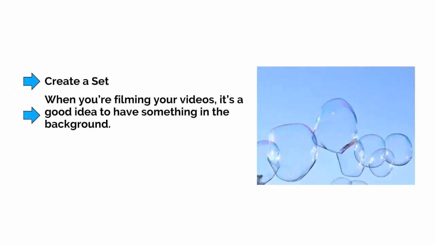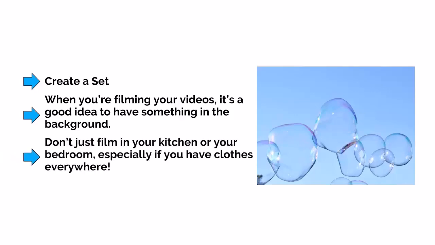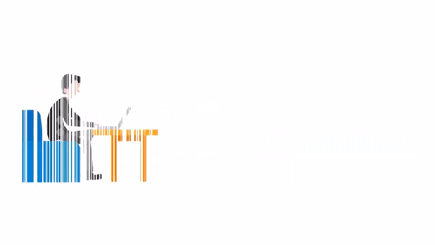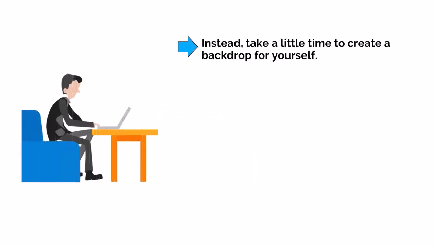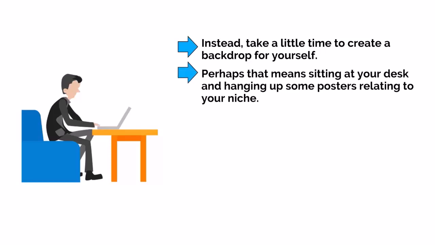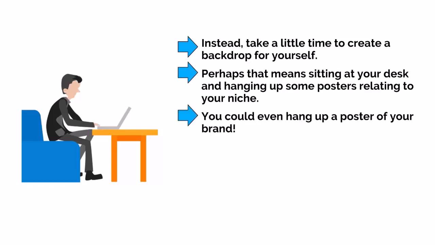Finally, consider the following pointers to make your videos seem more professional. You'll want to create a set. Now, when you're filming your videos, it's a good idea to have something in the background. Don't just film in your kitchen or your bedroom, especially if you have clothes everywhere. Instead, take a little time to create a backdrop for yourself. Now, perhaps that means sitting at your desk and hanging up some posters relevant to your niche. You could even hang up a poster of your brand.